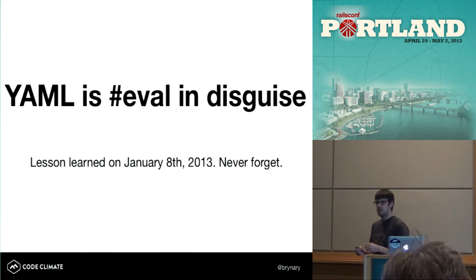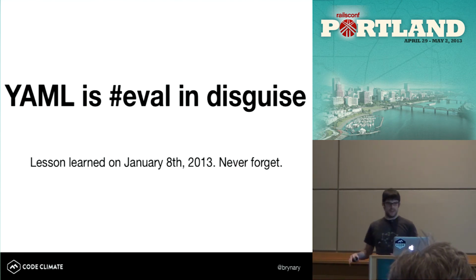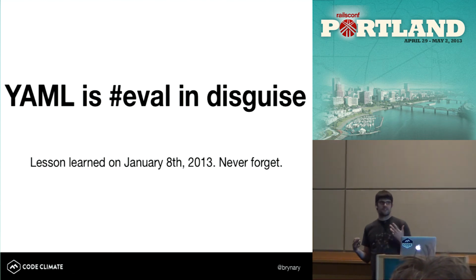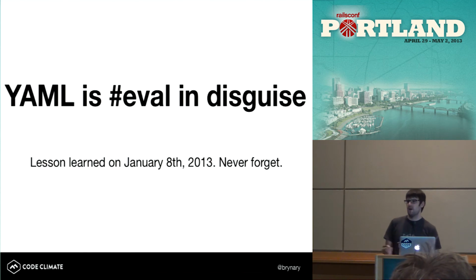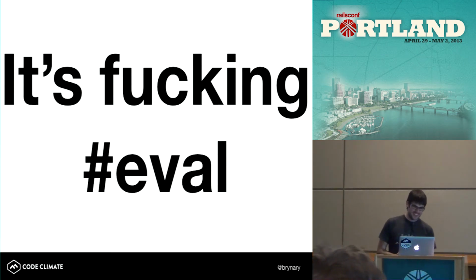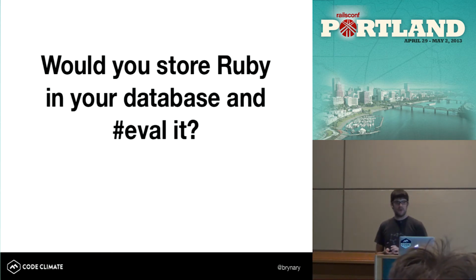The problem is that YAML is eval in disguise. It's like a transformer. We learned this when Rails had this very high-profile YAML parsing vulnerability in its parameter parsing layer. And, to underscore this point, shout out DHH. So would you store Ruby in your database and eval it when it came out? Probably not.